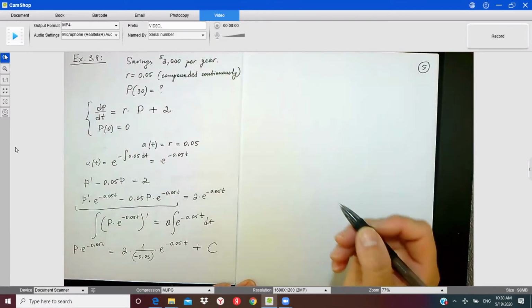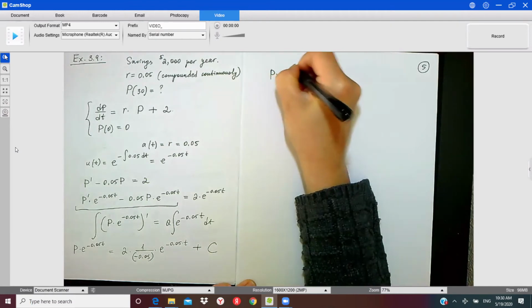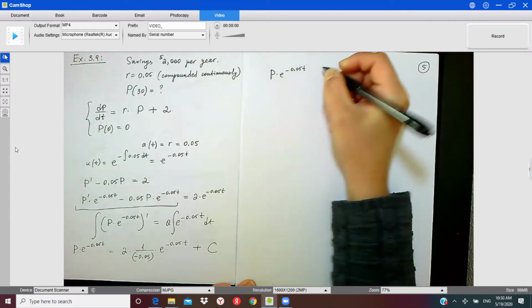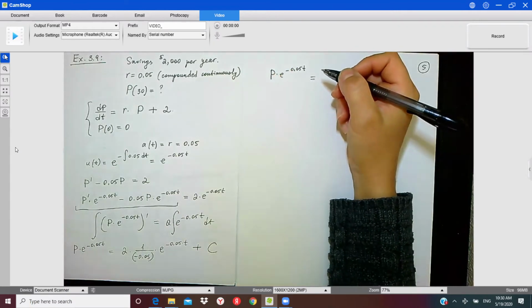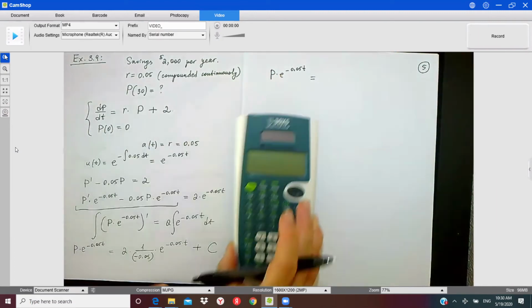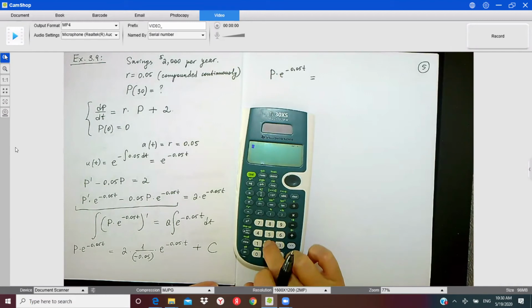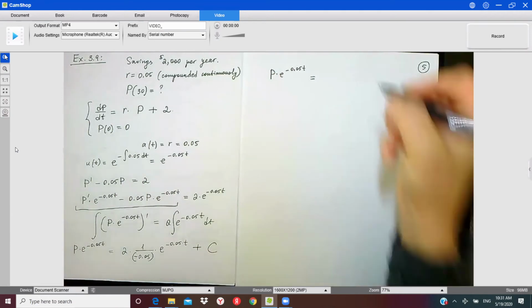So let's continue. I'm going to simplify. We're almost done here. I'm just going to quickly check what is 2 divided by negative 0.05, minus 40.